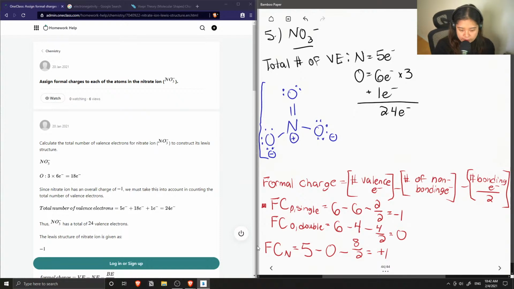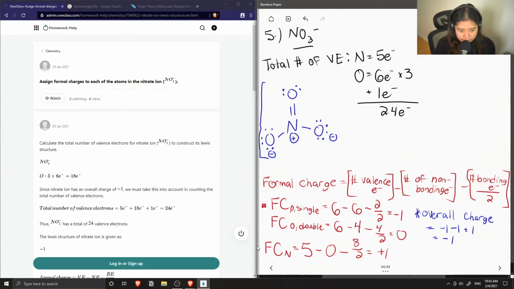So if we were to calculate the overall charge of the ion, we can double check. We have -1, -1 plus 1, which makes it an overall -1 charge.